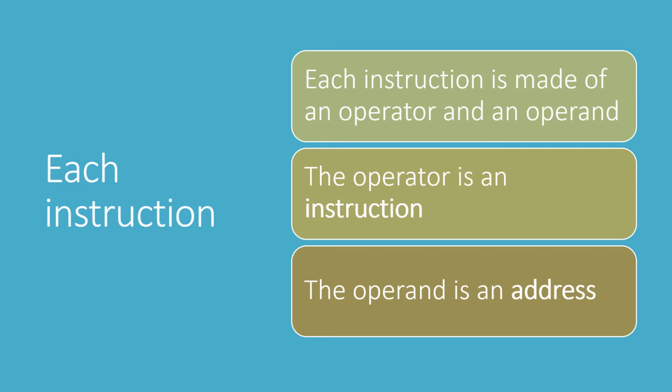Each one of those instructions is made of two parts, an operator and an operand. The operator is an instruction, it's a number that represents an action, followed by a number that represents an address. And I've represented those as XX because it can be any number from 0 to 99. The Little Man Computer has 100 numbered memory locations. So every instruction is made of an operator and an operand.